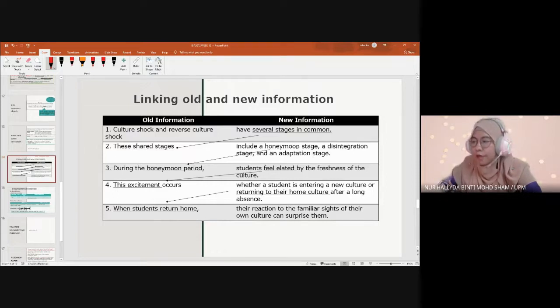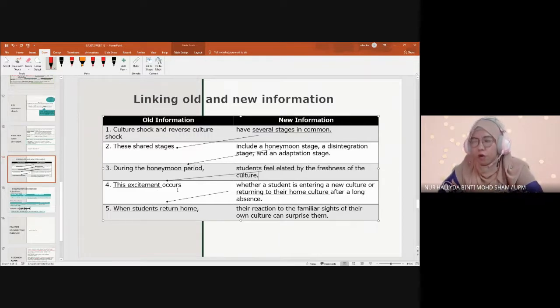During the honeymoon period, students feel elated, happy by the freshness of the culture. First time masuk college, feel so happy, honeymoon period. And then you said the student feel excited, feel elated. Next sentence, you take the same sentence.